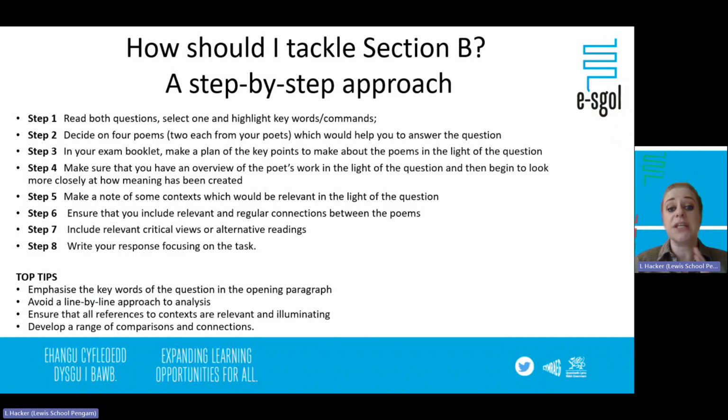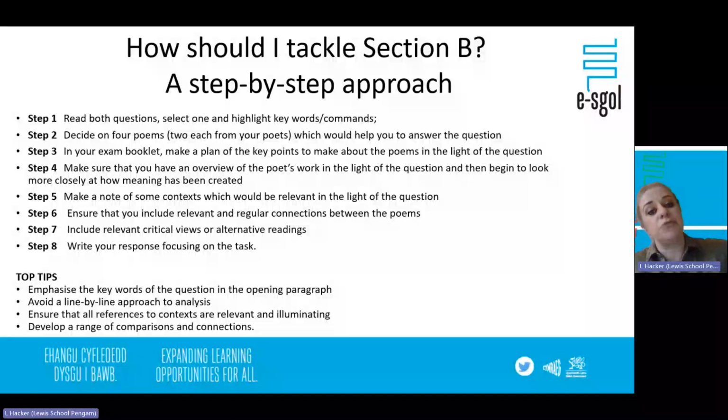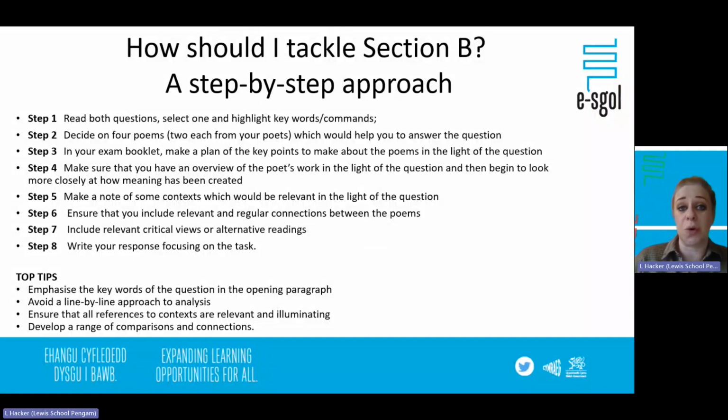Now, all of that should take you about 15 minutes. And it's really, really beneficial to ensure that you plan effectively and consistently. A well-planned response with planning that takes 15 minutes will save you time later on when you're actually writing the response, and also will gain better marks because it will be well structured.